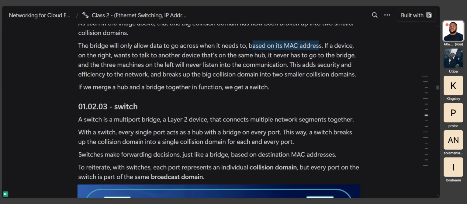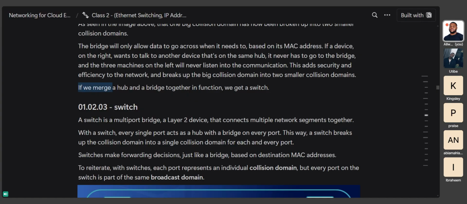Everything I said there is explained here. Now, if we merge a bridge and a hub together in function, we get a switch.